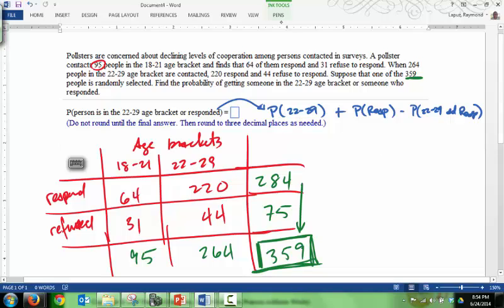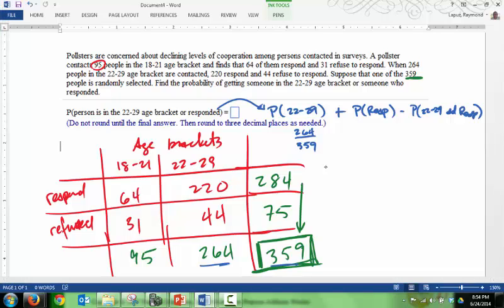So the probability that we select somebody in the age bracket would be, out of the total 359, there's 264 of them in the age bracket. Out of all the people that you collected, there are 284 of them that responded.